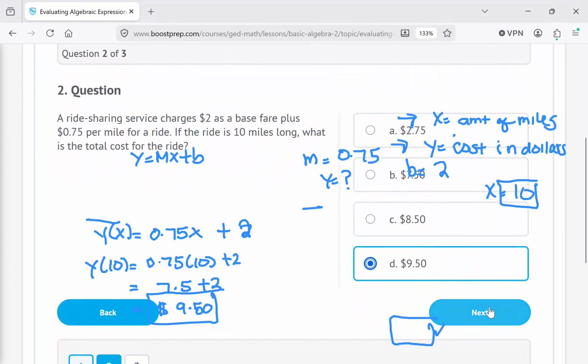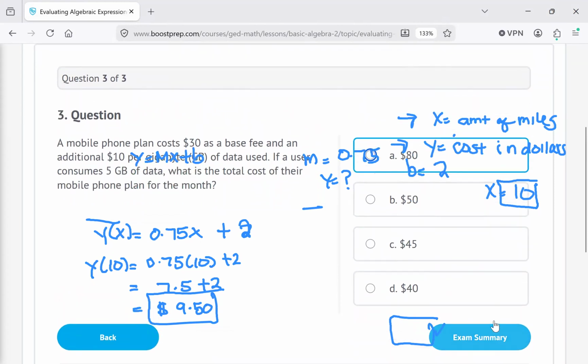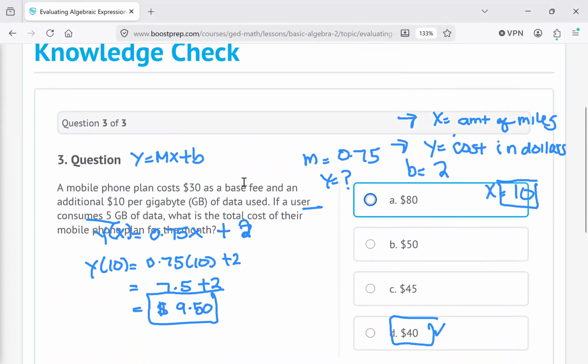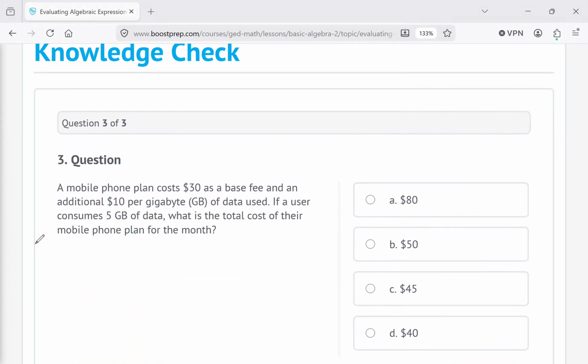Okay, and let's move on to the next one. Question 3. A mobile plan costs $30 as a base fee and an additional $10 per gigabyte (GB) of data used. If a user consumes 5 gigabytes of data, what is the total cost of their mobile phone plan for the month?